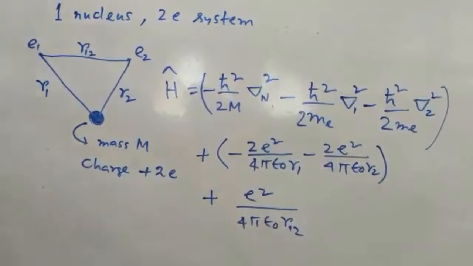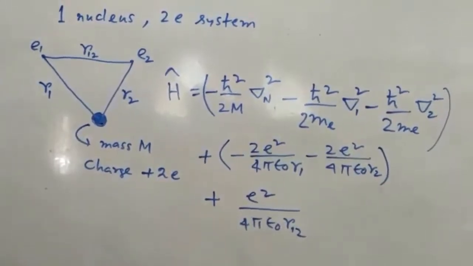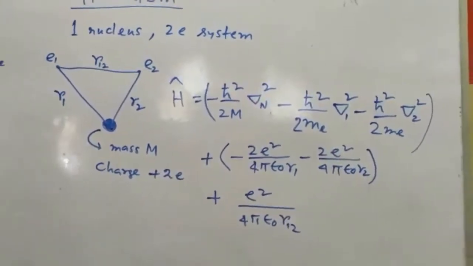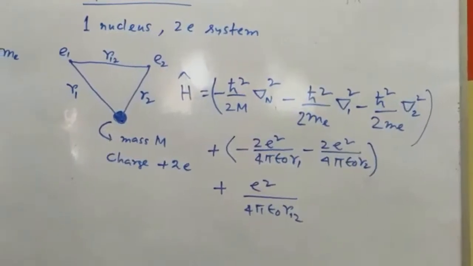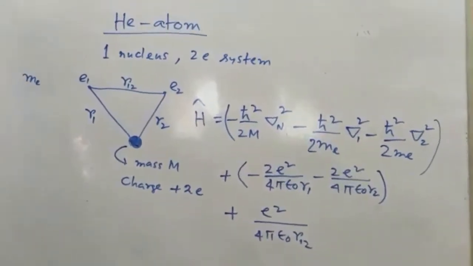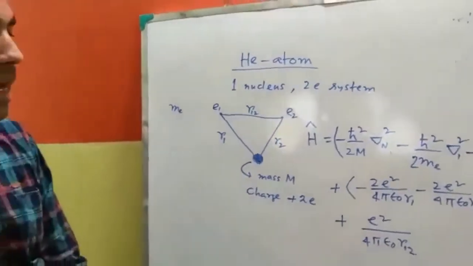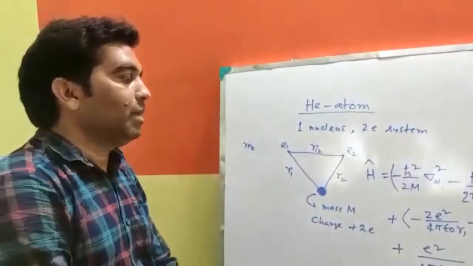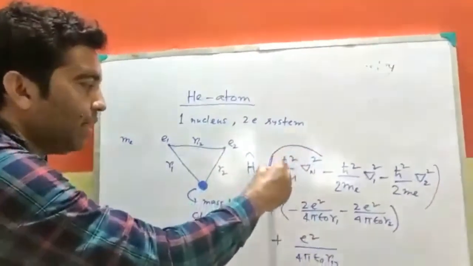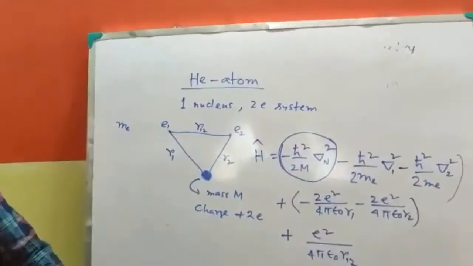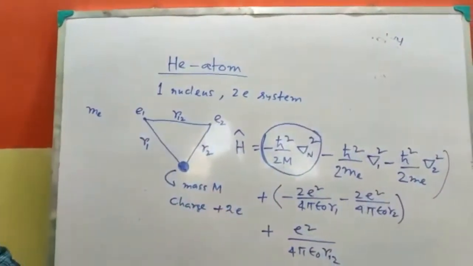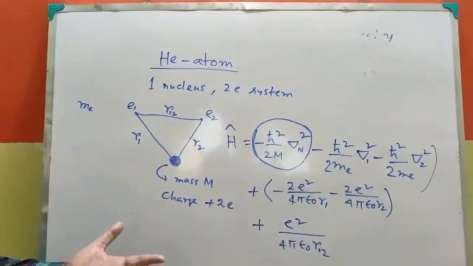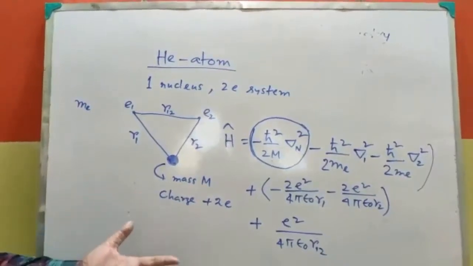Okay, so this is the total Hamiltonian for the helium atom system. Now we already know that the Born-Oppenheimer approximation is a very good approximation for atomic and molecular systems, and it says that the kinetic energy operator, that means this part, is the kinetic energy operator of the nucleus. Here the mass of the nucleus arises in the denominator. So as the mass of the nucleus is very high, this term is negligible.